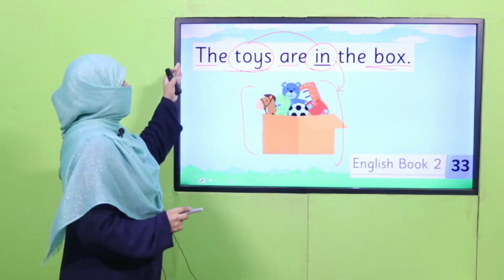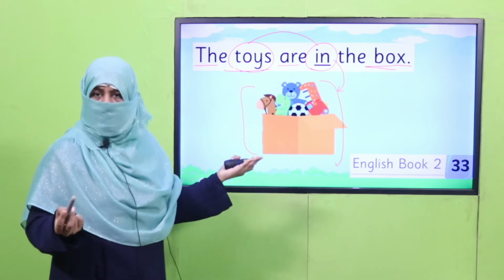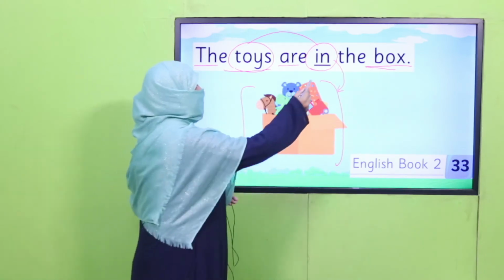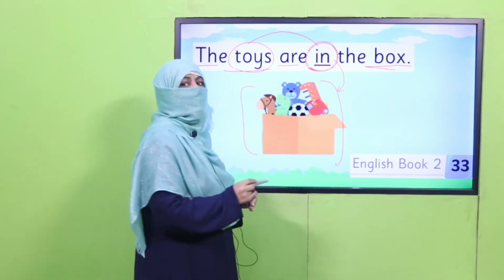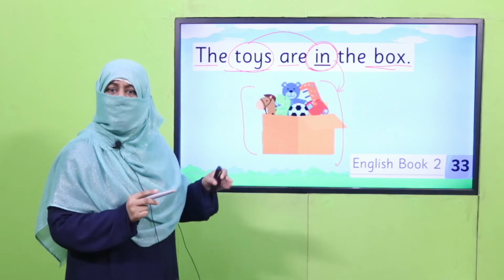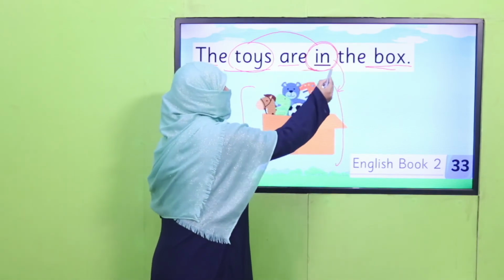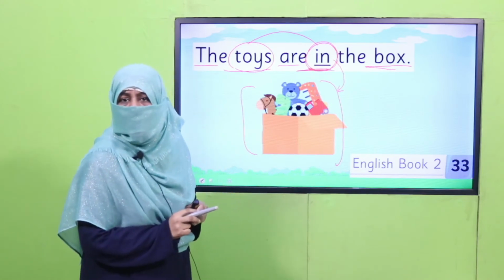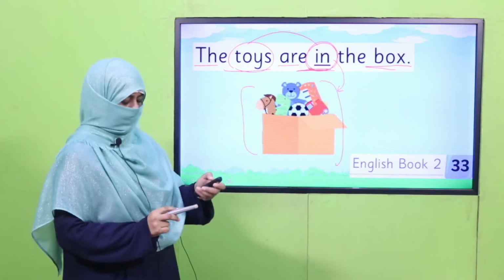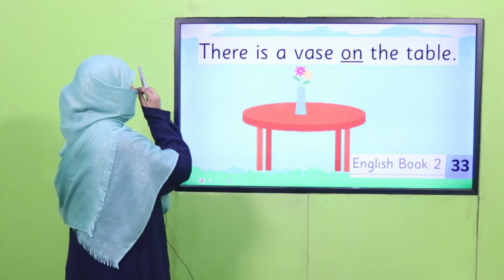If I say the toys are the box, can we find the toys? No. We say "in", which tells us where the toys are. Toys are in the box. That's why this is a position word. Are you clear? Okay, let's see the other example.